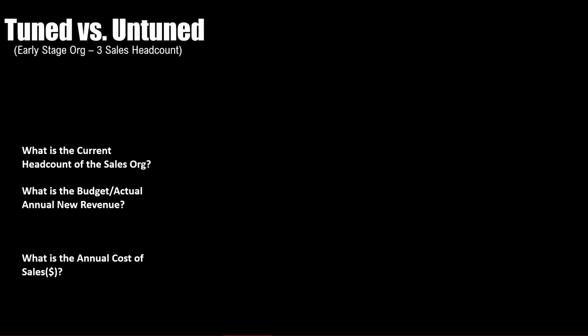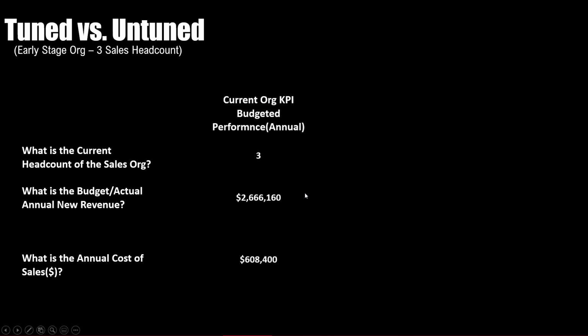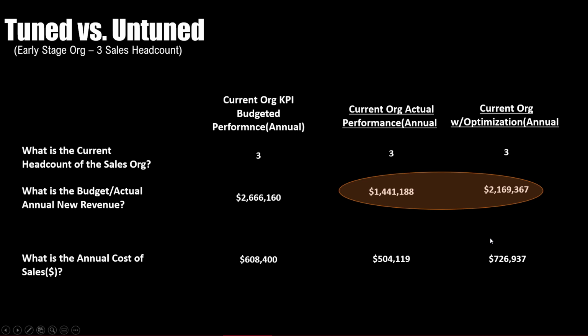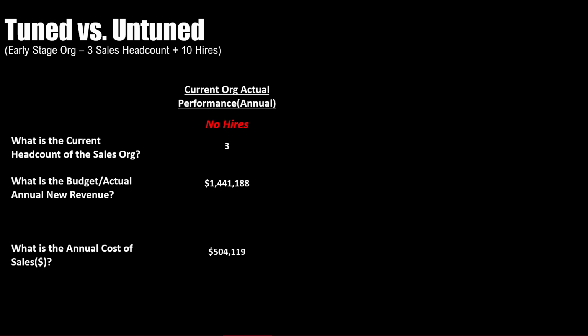What happens if we look at an early stage company that only has 3 sales headcount? Well, they're expected to do 2.6 million. Instead, they're only doing 1.4 million. If, however, we were again to optimize or tune the platform and the processes that they're using, those same 3 people are going to generate almost $2.2 million in sales as opposed to 1.4. Significant increase.